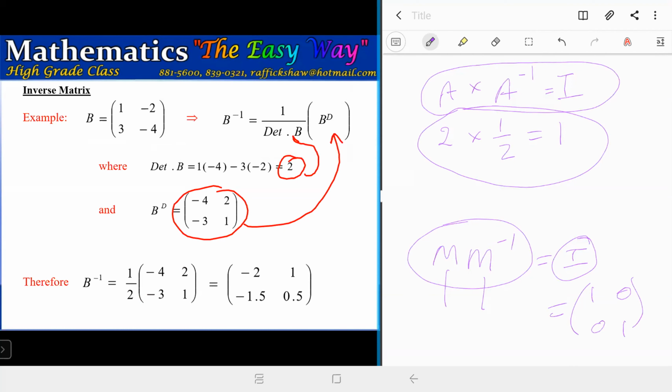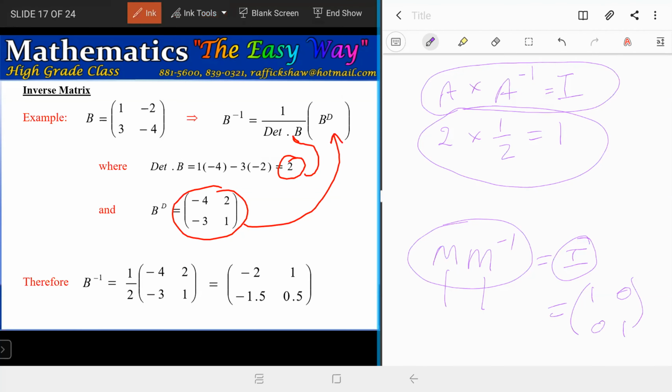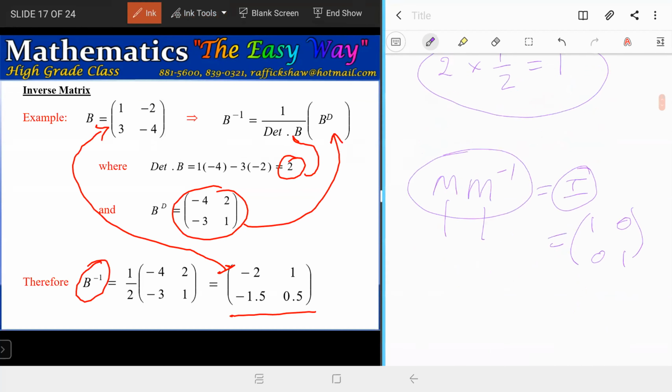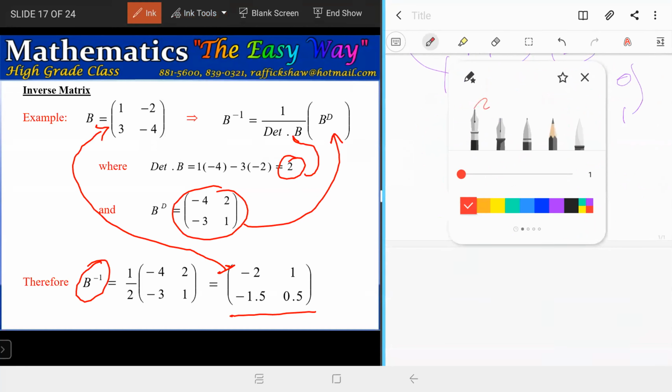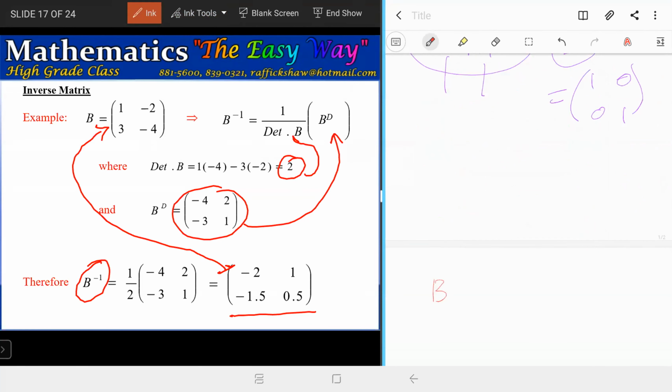That's what we get. And so this matrix over here is the inverse of B. Right? This matrix is your B to the minus 1. And what do we know? If I multiply this matrix and this matrix, I'm going to get the identity matrix. Let me show it over here. If I do B times B to the minus 1, if I work it out, I am actually going to get the I matrix, which is 1, 0, 0, 1.